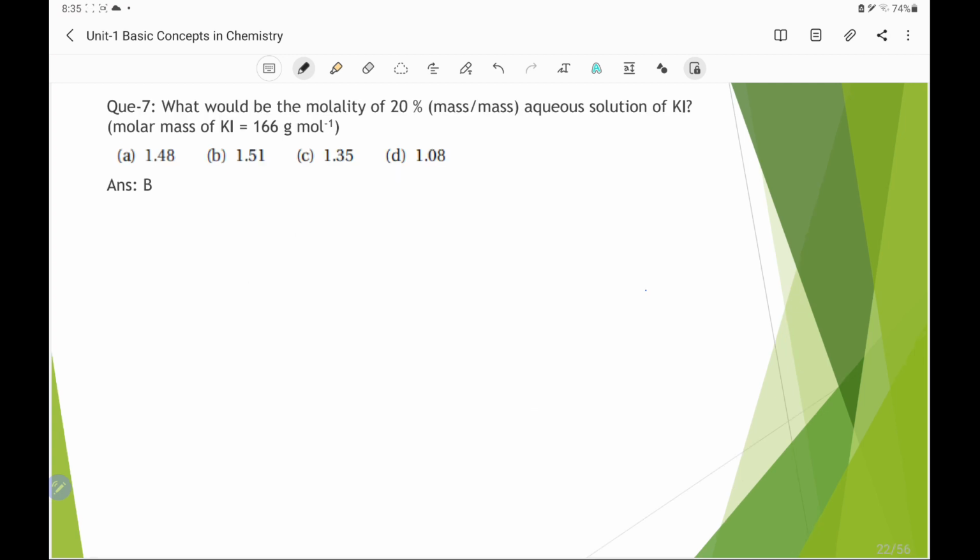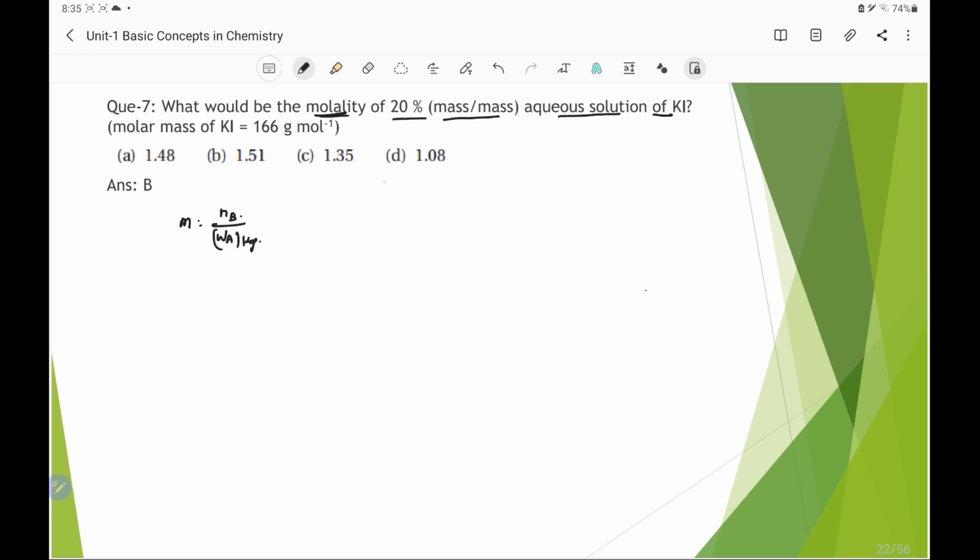Next question is, what would be the molality of 20% mass by mass aqueous solution of KI? We have to find the molality, and we know molality is the number of moles of the solute divided by the mass of solvent in kilogram.